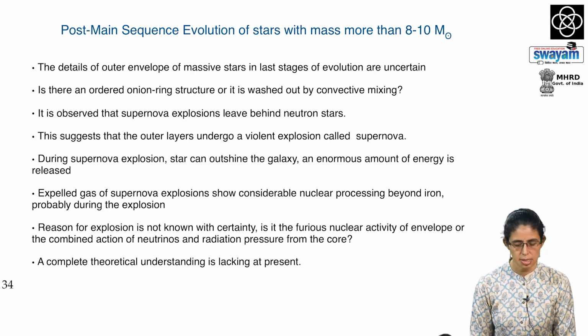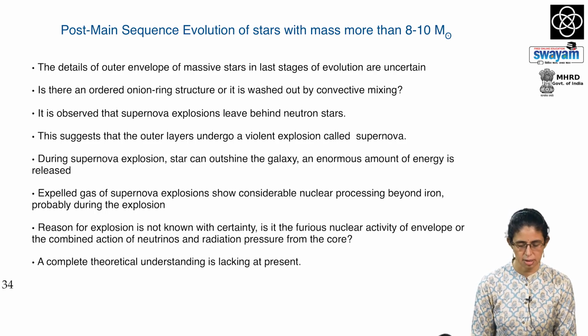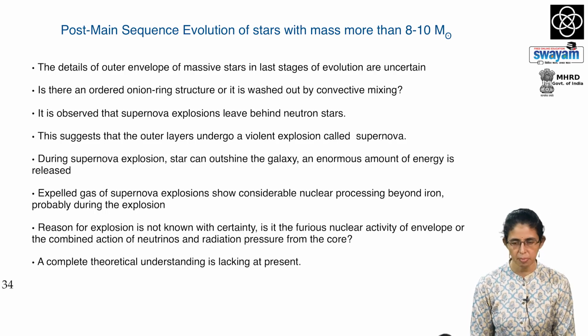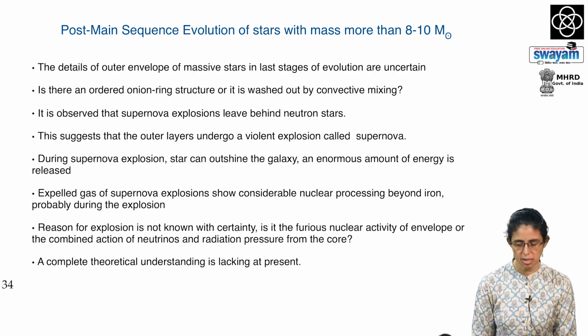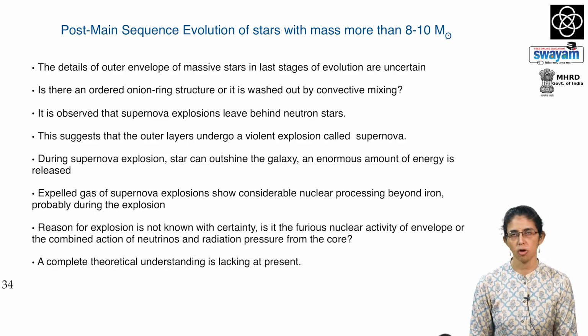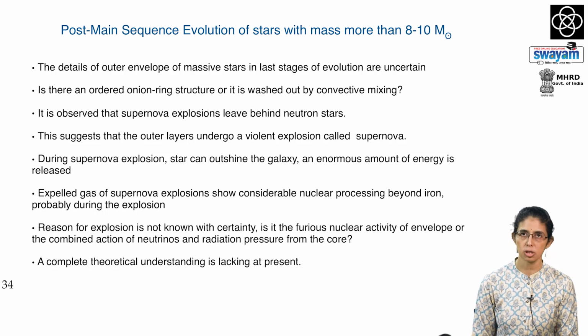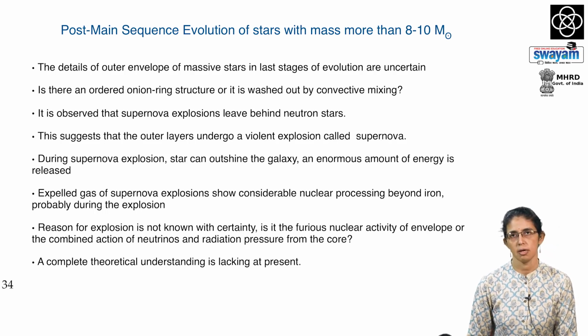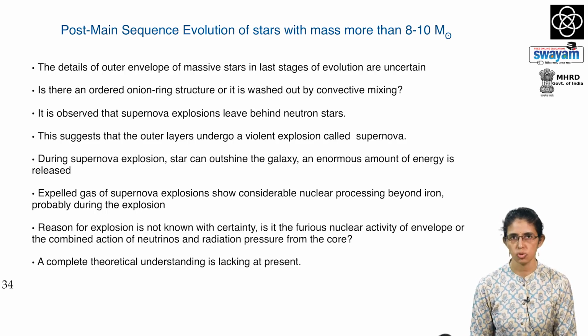Now, what causes this violent explosion of the outer layers? Is this explosion because there is a furious nuclear activity going on at the center? Again, this is not very clear, as there is furious nuclear activity going on in the envelope, and there is even considerable nuclear processing happening at the core beyond iron. And it is possible that the effect of this nuclear activity from the envelope or the processing in the core, or the effect of neutrinos and radiation in the later stages of evolution causes the explosion to occur, leading to what is observed as a supernova.